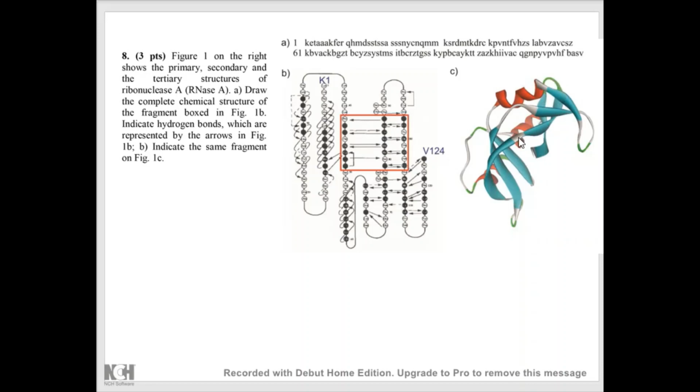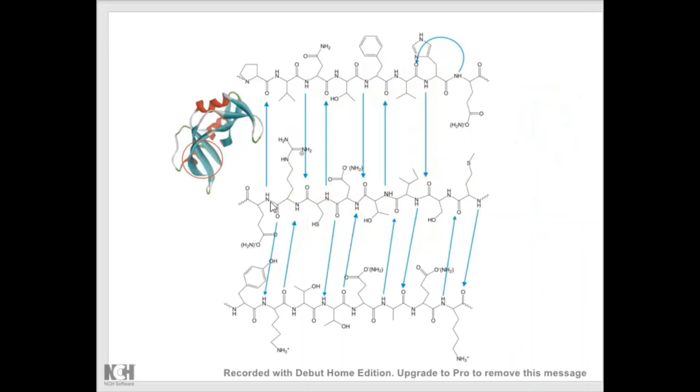And now all this is a beta sheet that is not boxed. After that, we have a three-stranded beta sheet that is boxed, right? So the three-stranded anti-parallel beta sheet is boxed on fragment B, and this is actually the only three-stranded anti-parallel beta sheet structure found in the entire structure of ribonuclease A. So I circle this in my answer.